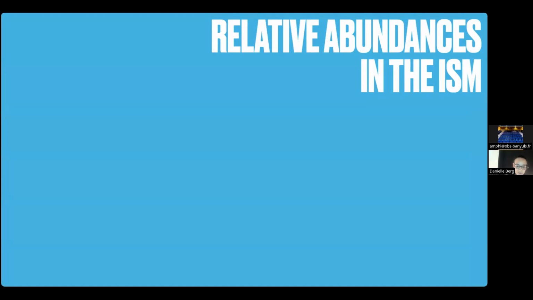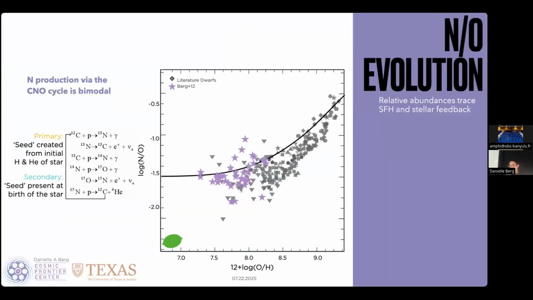So we're going to skip neon for now and go to nitrogen. Okay. I like to start with the basics if you're not familiar with nitrogen. We typically measure N to O versus O over H, and we get this overall increasing trend. Okay? So we first have this primary plateau.